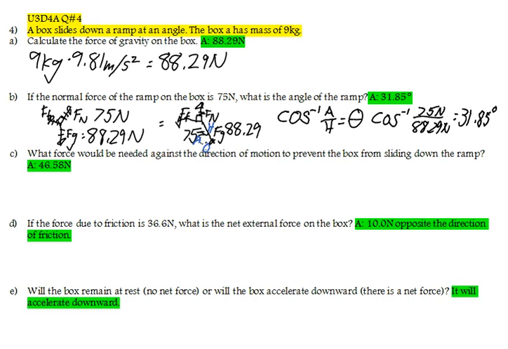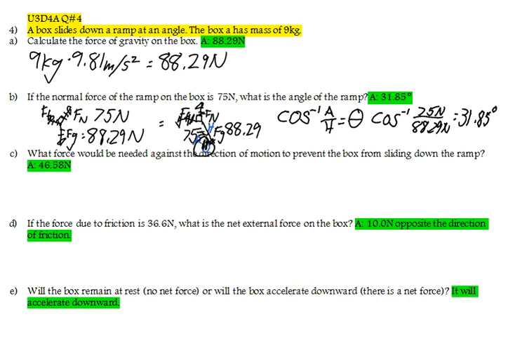Okay. So the next part says, what force would be needed against the direction of motion to prevent the box from sliding down the ramp? So if the box is sliding down the ramp, friction is going to be pushing against the direction of motion, against the object sliding down. So in our force diagram right here, we see that this side of the triangle right here is counteracting the force of friction. So what this question is really asking is, what is this side of the triangle?